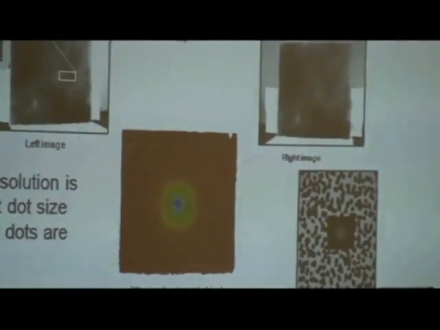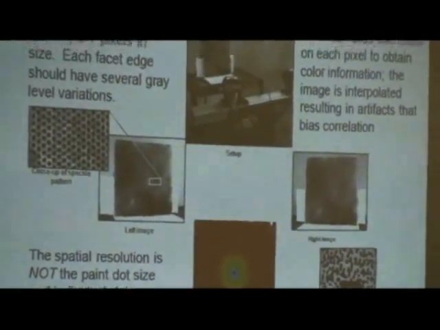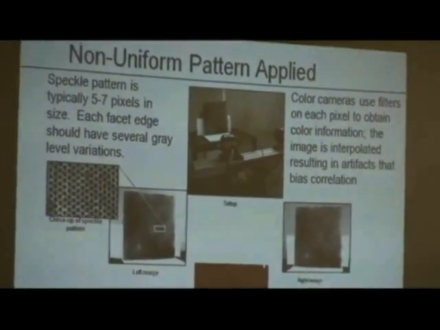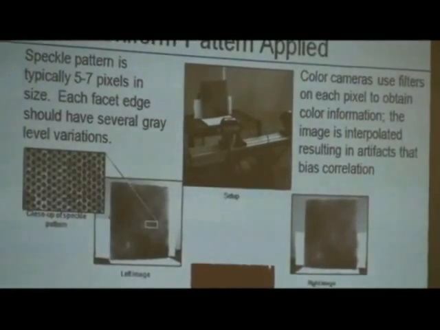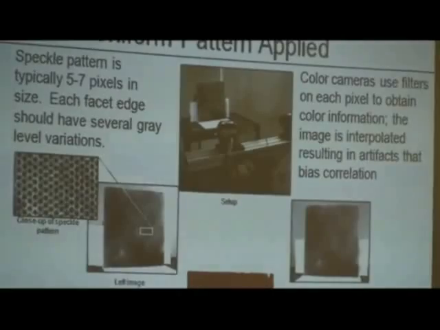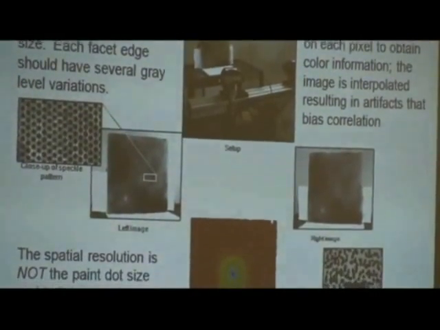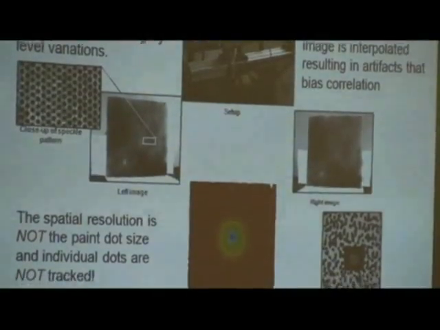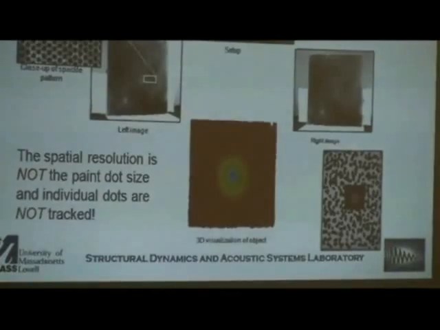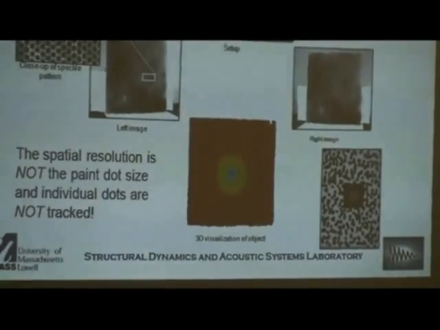So this is a typical kind of pattern. You can see this is a plate that's here. It's approximately a foot by a foot. This is the pattern that is applied to the structure. In order to do the correlation, you need to have some kind of stochastic pattern on the structure. You can also project a pattern on the structure. We typically apply dots via paint or something like that, but you can illuminate the structure with light and put a pattern on it. Each of these dots is about 5 to 7 pixels in size.